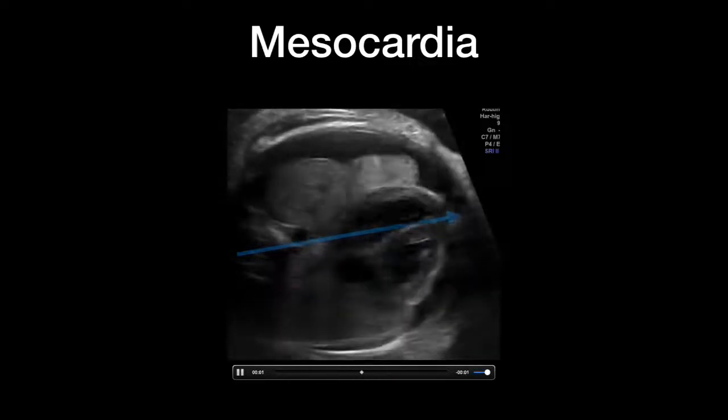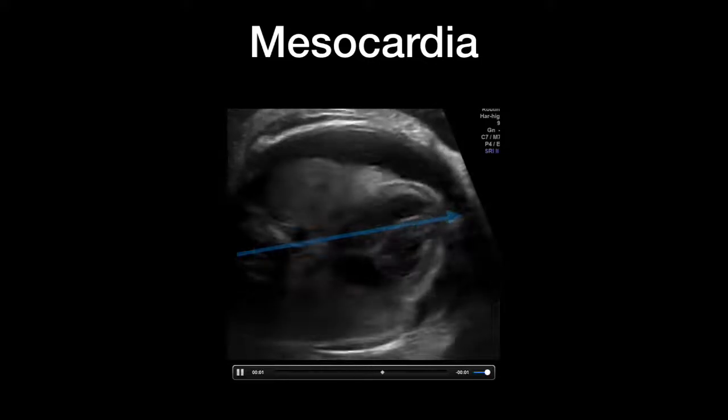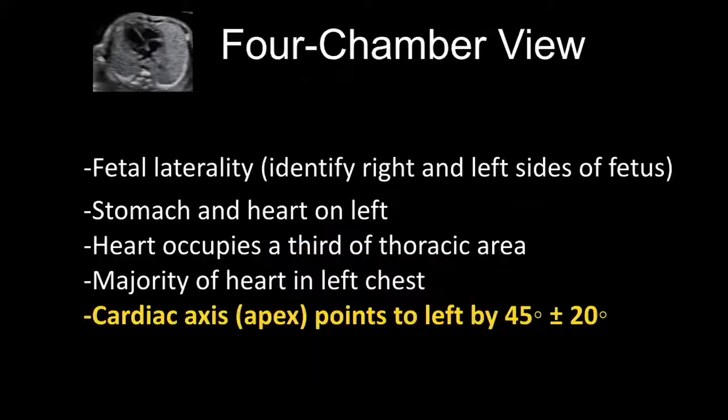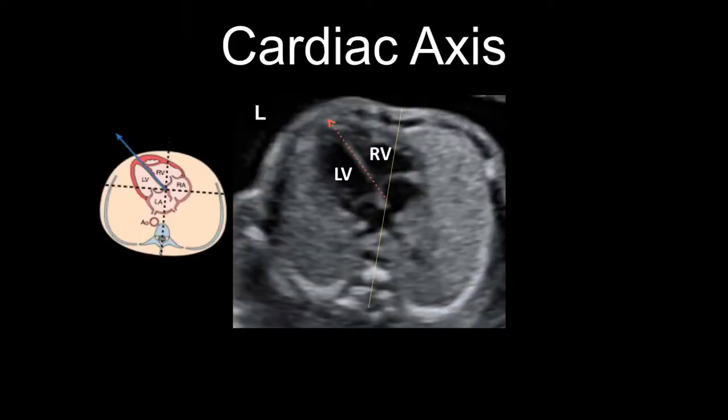So keep those in mind, understand where the heart is and what could cause the shift of the heart position in the chest. Next is looking at the cardiac axis. Subjectively, the heart should be in an axis of about 45 degrees.